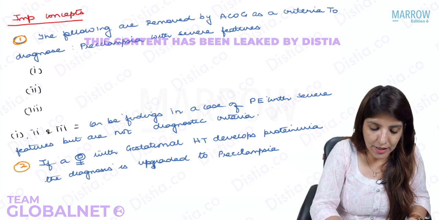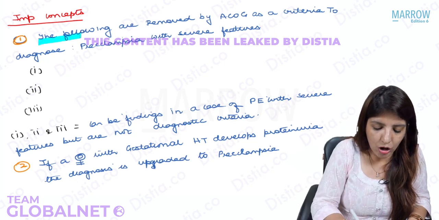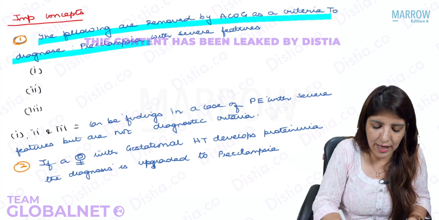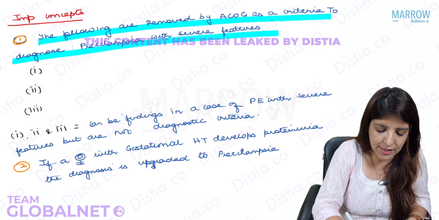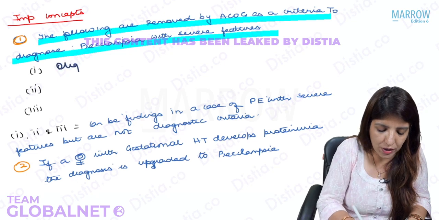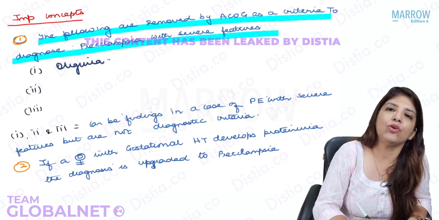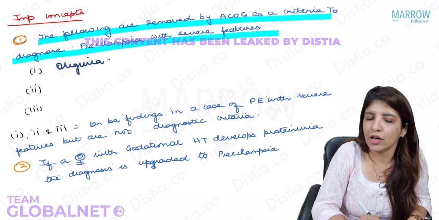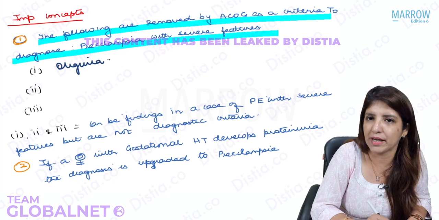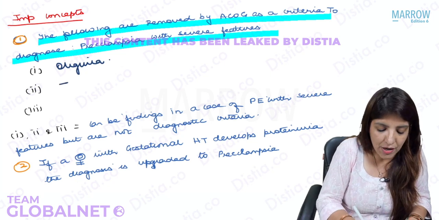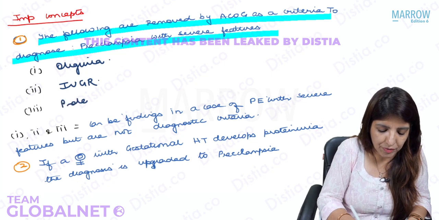Now, the important concepts are that the following are removed by ACOG as criteria to diagnose preeclampsia with severe features, and this is number one, oliguria. Oliguria is no longer a criteria to say that you are dealing with a case of severe preeclampsia or preeclampsia without severe features. Number two, IUGR, and number three, proteinuria.